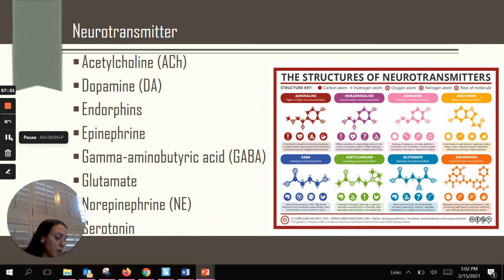Okay, so let's talk neurotransmitters because that is going to be important as well. Acetylcholine controls our muscle contractions. An excess causes muscle spasms, and a deficit causes paralysis and death because we can't breathe.